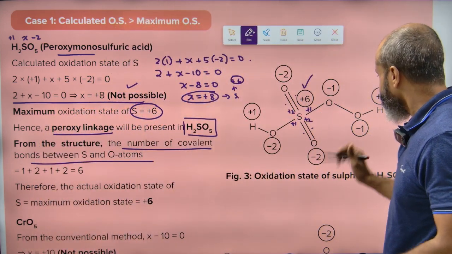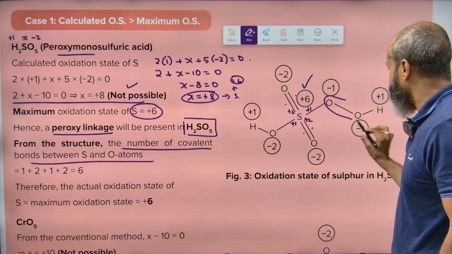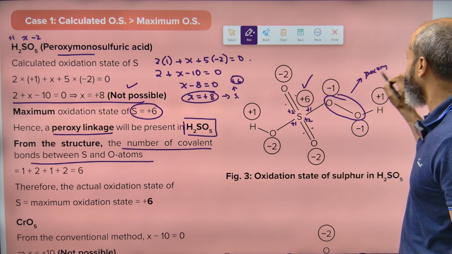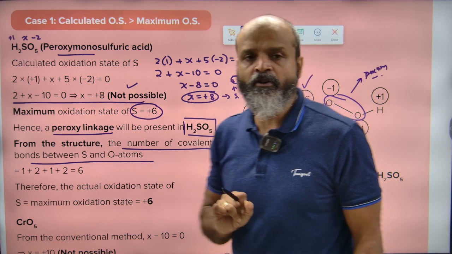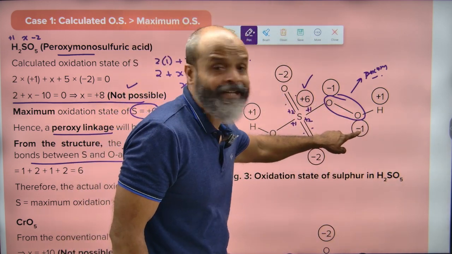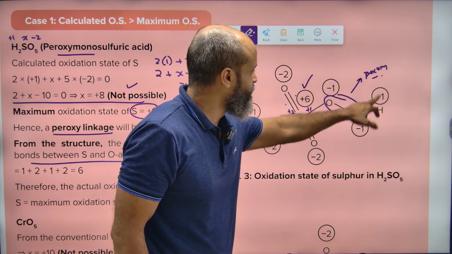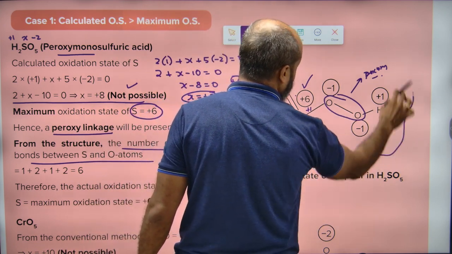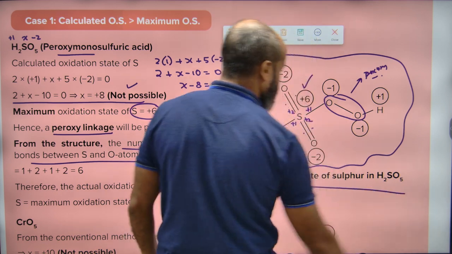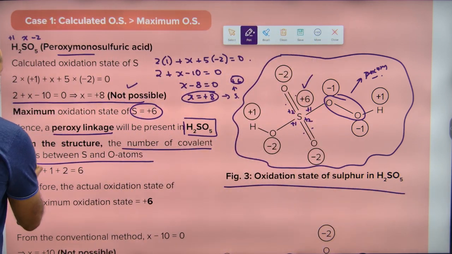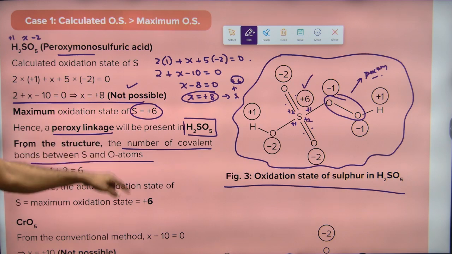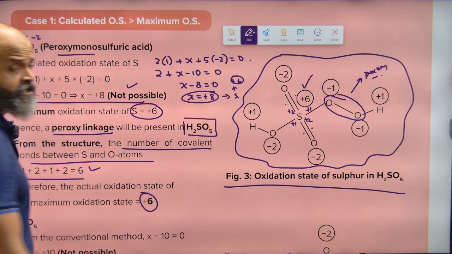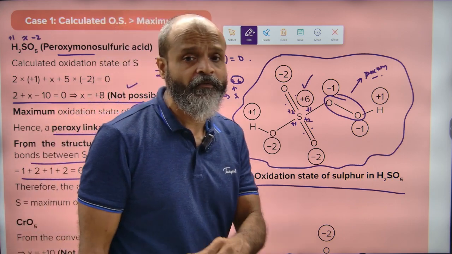Now let's look at this. Here it is oxygen. Here it is oxygen. Look at these two oxygens. This is basically the peroxy linkage. Here, due to this peroxy linkage, oxygen is acquiring an oxidation state of -1. Obviously here it will be +1. So this is the structure of peroxymonosulfuric acid. So from the structure, the number of covalent bonds between sulfur and O atoms is obviously 1 + 2 + 1 + 1. So that gives the required oxidation state to sulfur, which is +6.